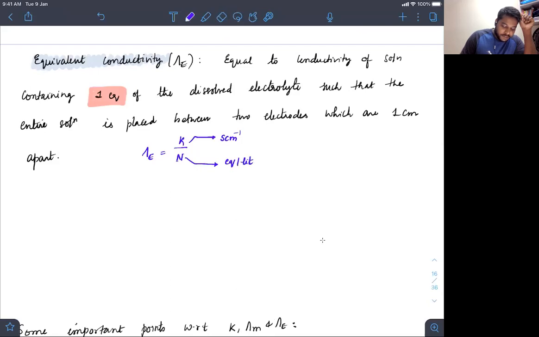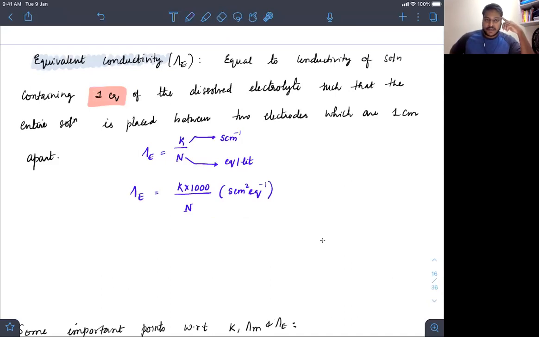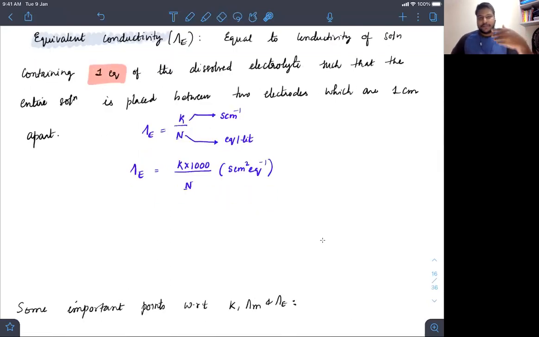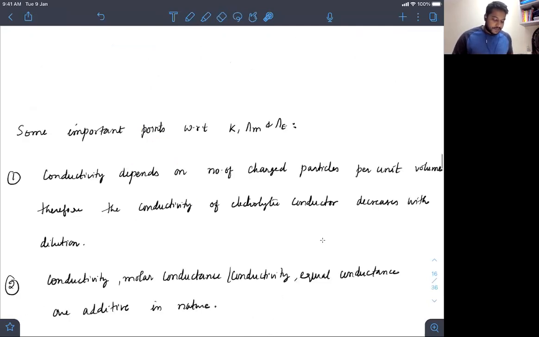liter. If I convert the same in terms of centimeters, I will get this as kappa into 1000 divided by normality, and units now will be Siemens centimeter square per equivalent inverse. That will be lambda, and this is what we'll be using a lot. इसको हम लोग ज़्यादा use करेंगे. Okay. Any doubt here? All it is defined for equivalent, per 1 equivalent. Now it is not depend upon the cell dimensions. It is only depend upon what is the best conductance you can observe when you have 1 equivalent of electrolyte in the solution.